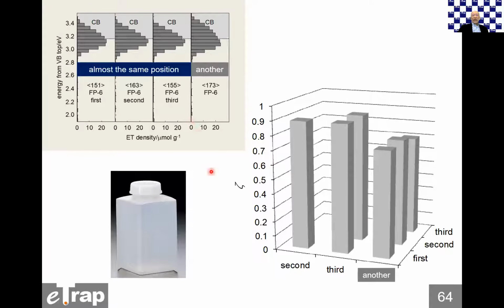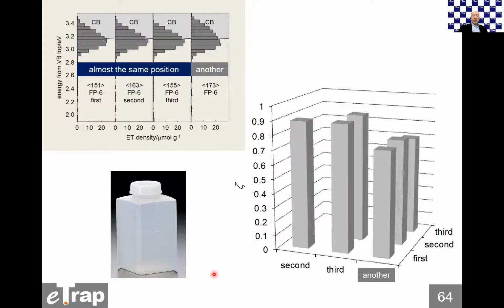But if we take the sample from a bit different position, clearly the shape is a bit different. And the zeta value is a bit lower compared with the others. So that means the value of 0.9 decreases to 0.7 or 0.8. So, this technique is very sensitive, especially to differences in surface structure.